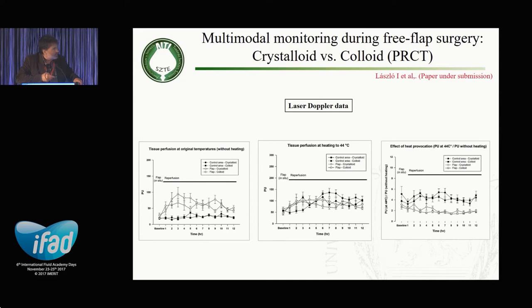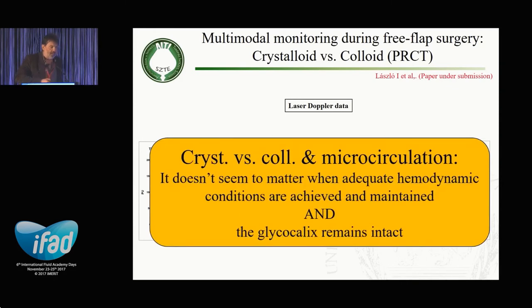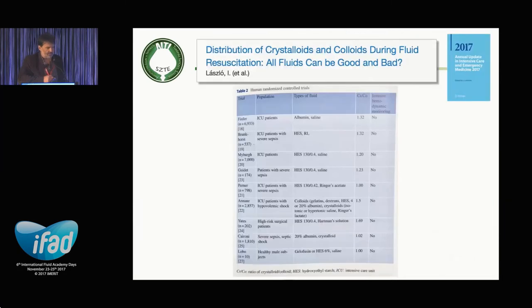When we did a heat provocation, of course the normal area changed, the flap didn't. So by and large, the message is that regarding microcirculation there is no difference whatsoever between crystalloid and colloid if you get the hemodynamics right and the glycocalyx is intact. These were patients for elective surgery, and they remained hemodynamically stable. We are about to publish this paper shortly.